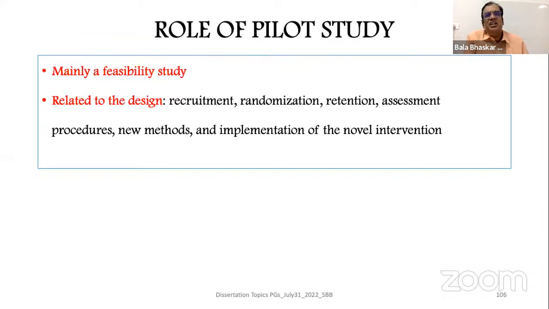Many of us will say, I have picked up this topic, I will do a pilot study, and if it is okay, I will take it forward. I just wanted to convey to the postgraduates that a pilot study is only a feasibility study. It's only used to streamline your methodology. For example, design, recruitment, randomization, retention, assessment procedures, meaning how do you do the procedure, new methods and implementation of the novel intervention.